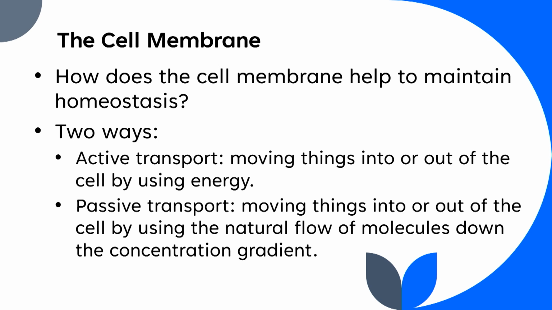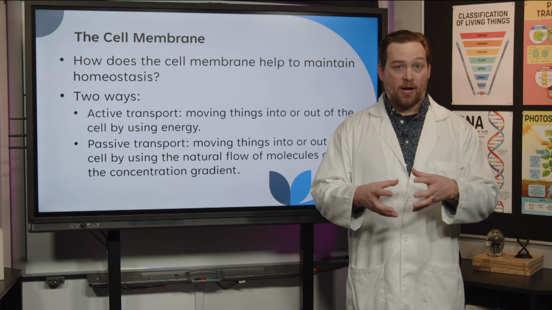Well, there are really two ways that it can control what comes in and out of the cell. We can do something called active transport, which is when we're moving things into or out of the cell by using energy. And again, that energy is in the form of ATP. We can also do something called passive transport, which means moving things in or out of the cell by using the natural flow of molecules down the concentration gradient. Remember that a concentration gradient means how compact things are in one area.